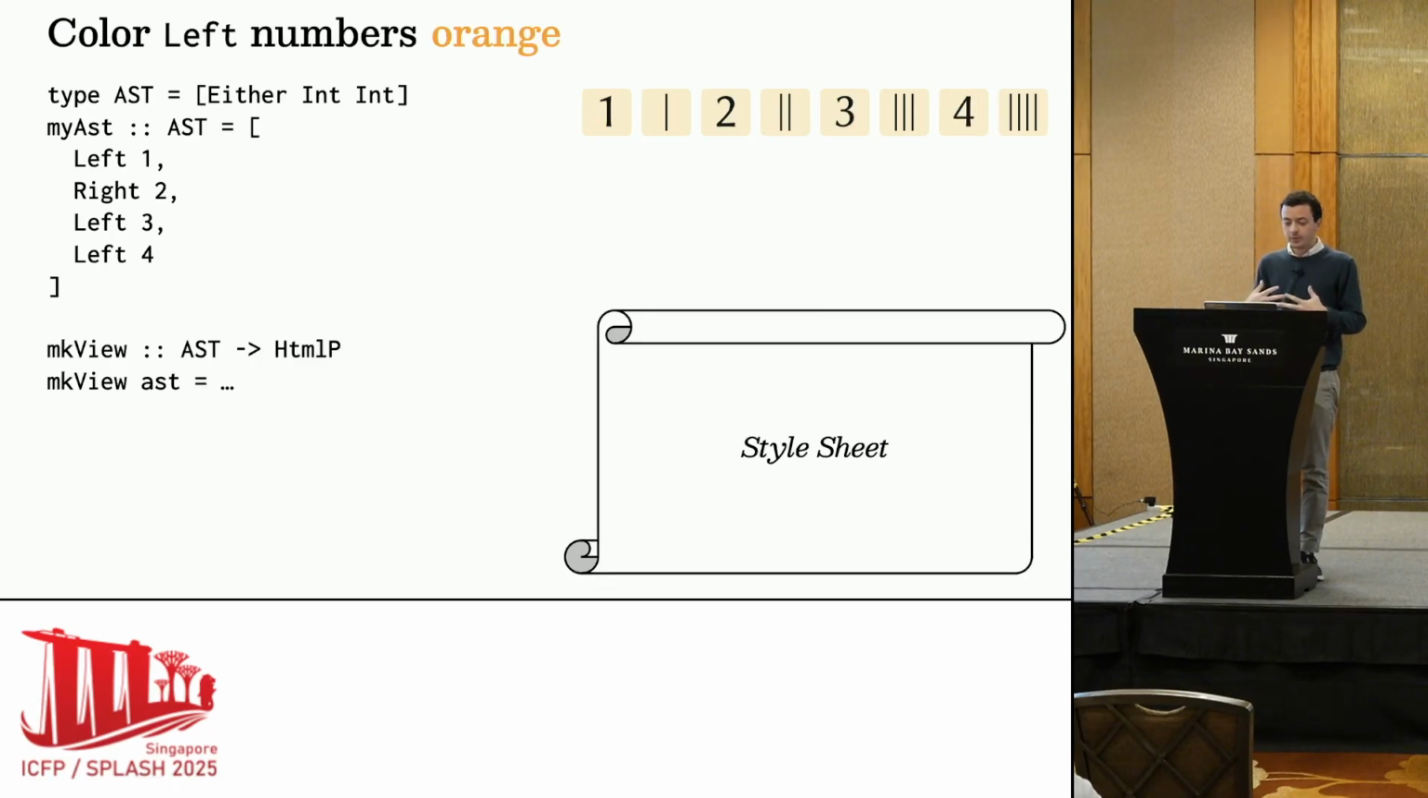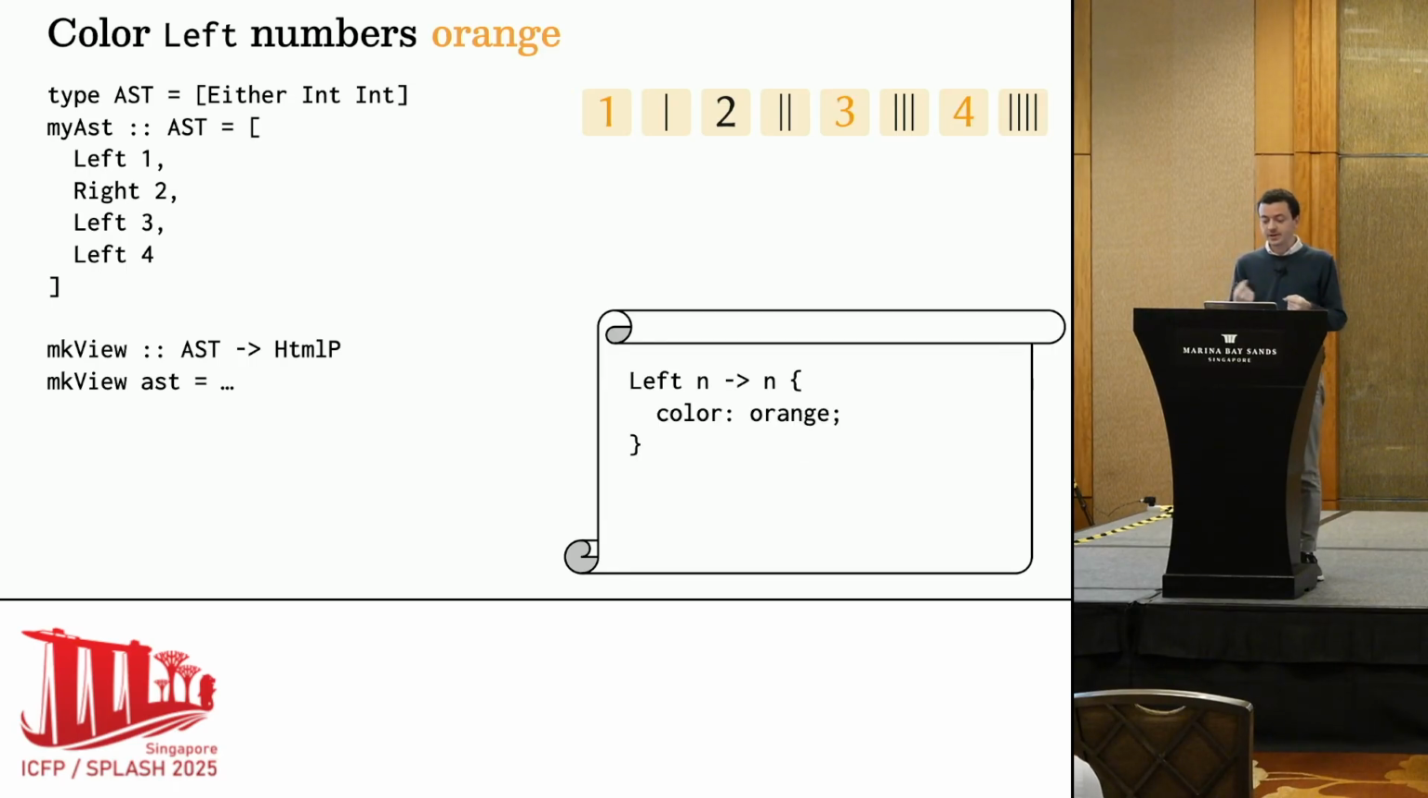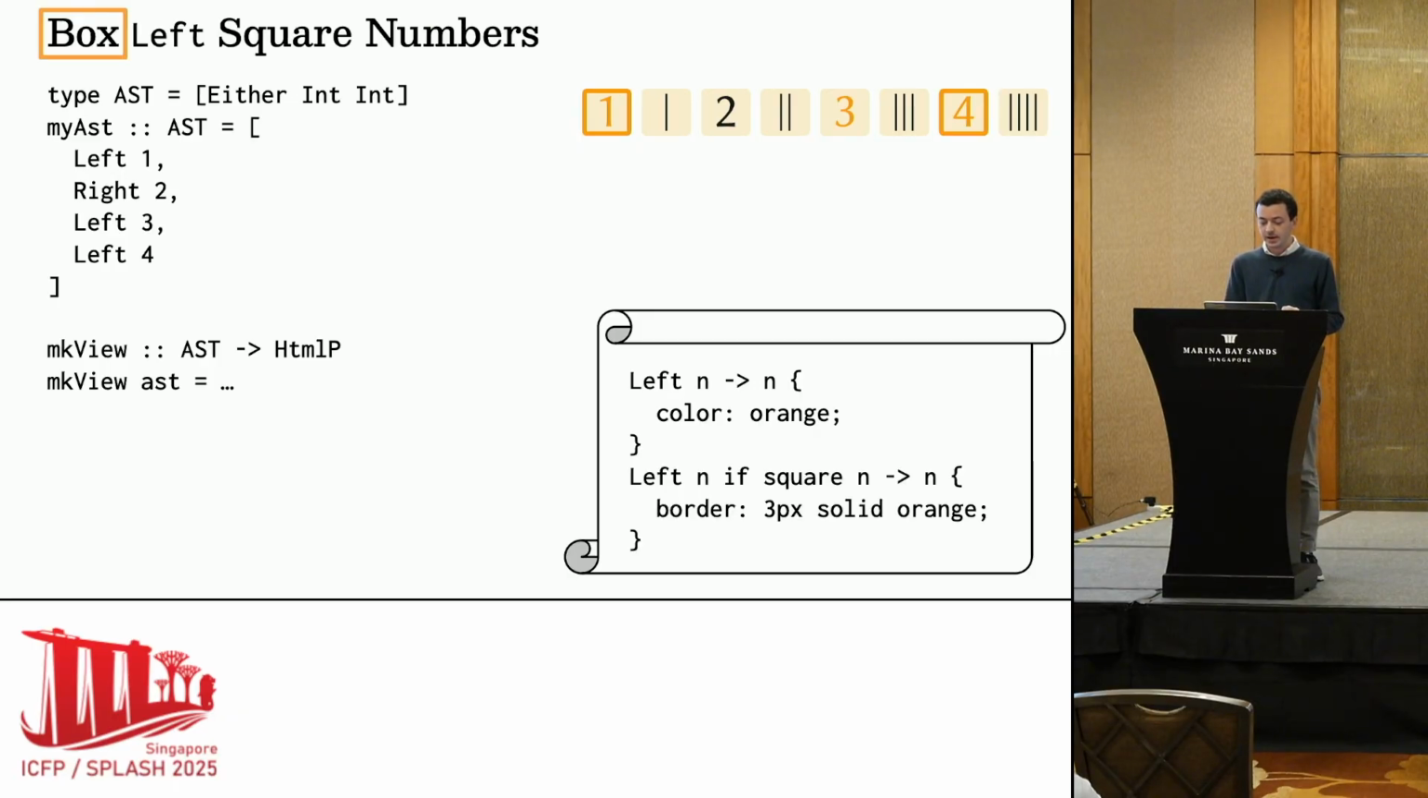So now that we're able to scrutinize values in both the view and the source, we can write style sheet rules which look like patterns which match the AST. So we can now write that all left numbers should be colored orange like this. And we could add predicates that scrutinize the argument of the left constructor, styling left square numbers with a box.